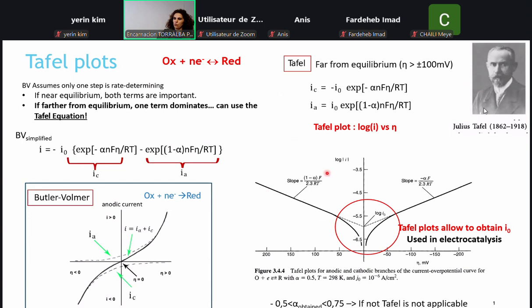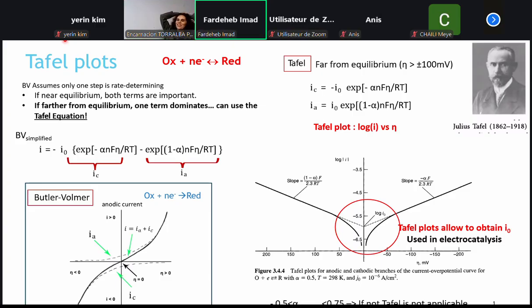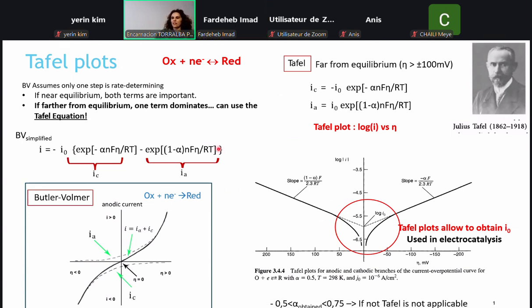So okay. Can you remember why Tafel was useful? I think it was because we could deduce, I don't know how to say, the current on the cathode and the anode. Yes, this is good. Yes, you have the part in the cathode and in the anode.